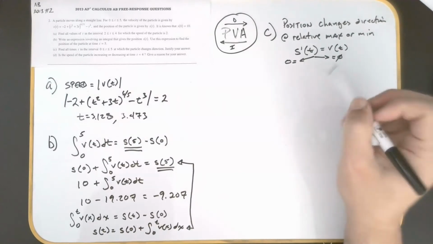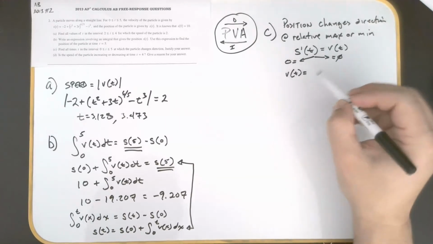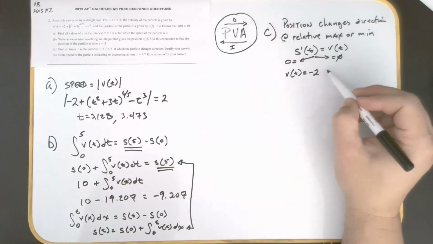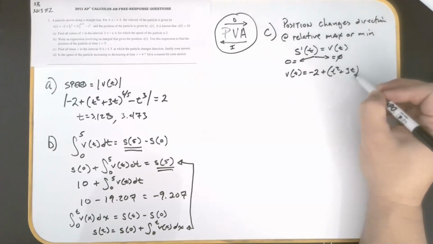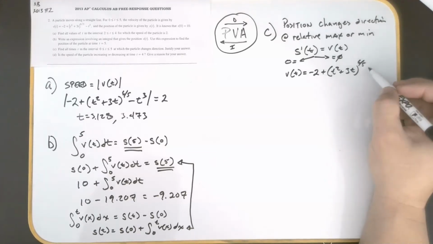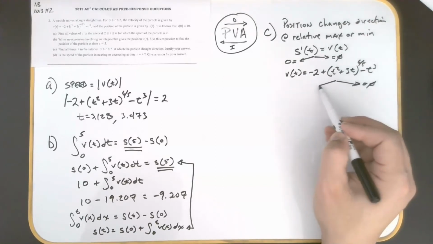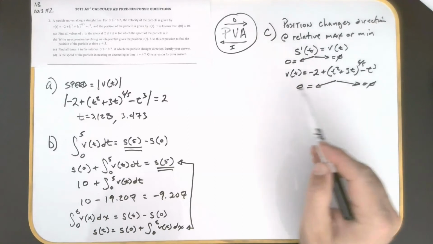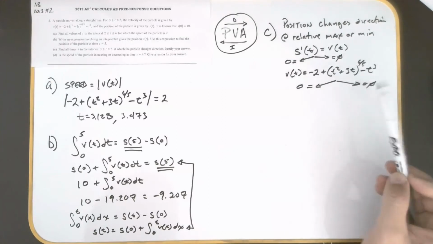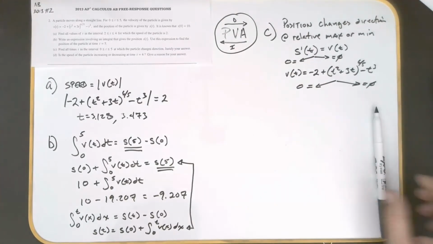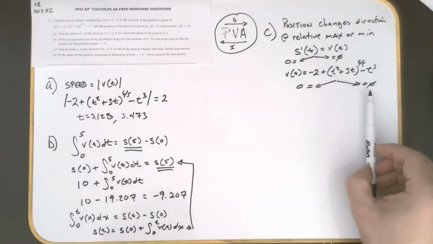So if we go back over and steal our velocity function, I'm just going to recopy that here from the problem. The velocity function, this ugly -2 plus the quantity t squared plus 3t to the 6/5 minus t cubed. All right. So the question becomes, when is that undefined and when is that equal to 0? Well, we could try to solve that, but that's really messy. We're just going to use our calculator and look for x-intercepts or any place where it's undefined.